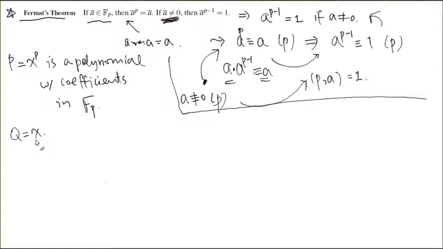X is not representing an element in Fp. The formal name for that is indeterminate. Did I pronounce it correctly? Indeterminate. This is a letter, and it is an object in mathematics. Not like x is representing some number.